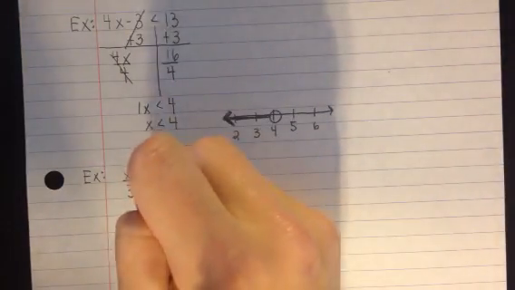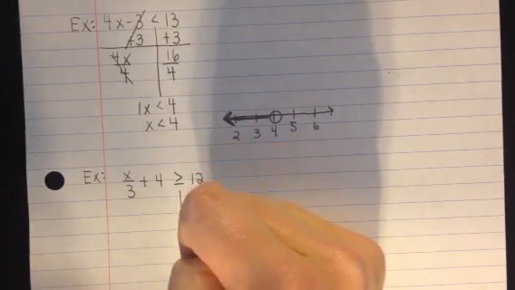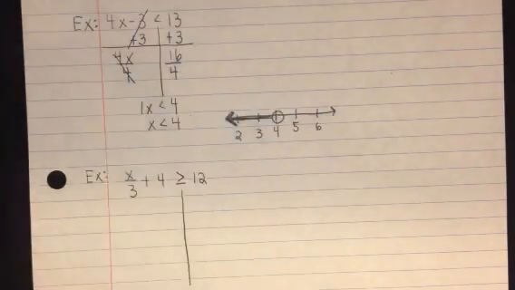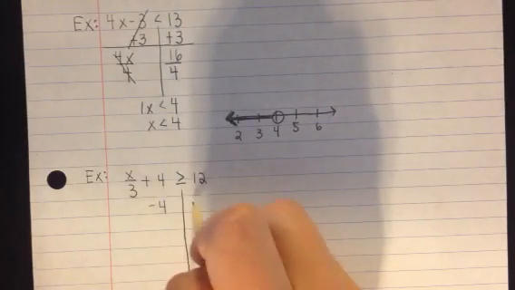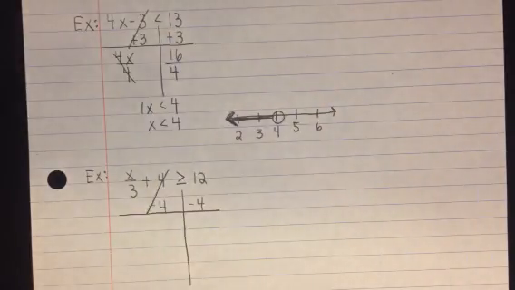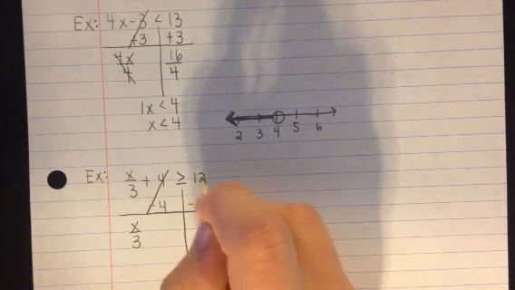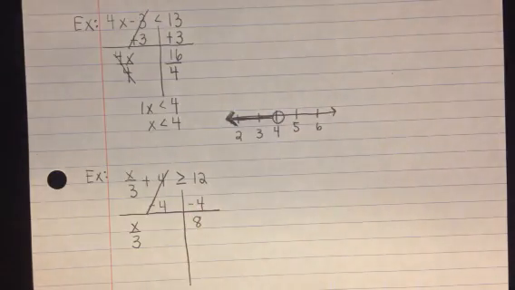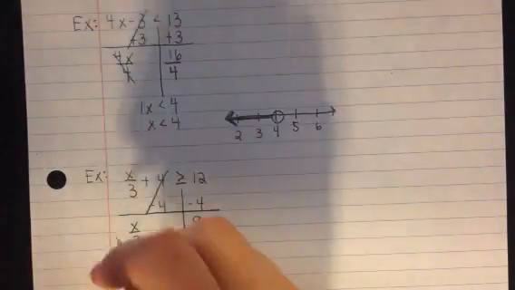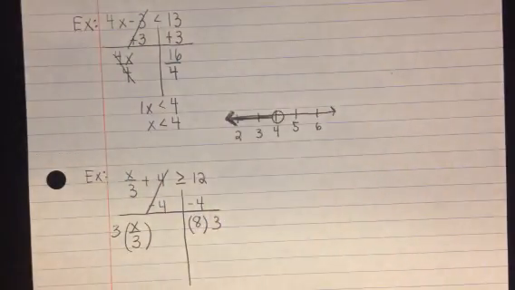So x over 3 plus 4 is greater than or equal to 12. Alright, so same thing. You want to add or subtract first. So to get rid of this plus 4, I'm going to subtract 4 from both sides. The positive 4 and negative 4 go to 0. So then we have x divided by 3 is greater than or equal to 12 minus 4 is 8. And then my last step is to get rid of this divide by 3, and the opposite or inverse of divide is multiply. So I multiply both sides by 3.